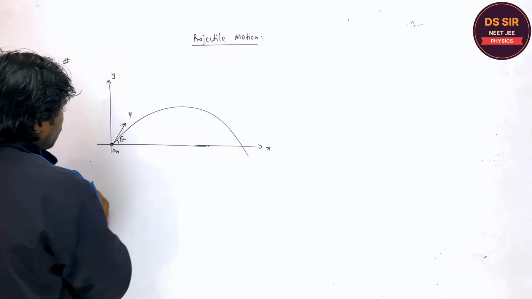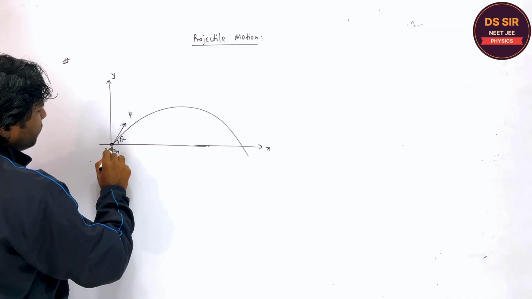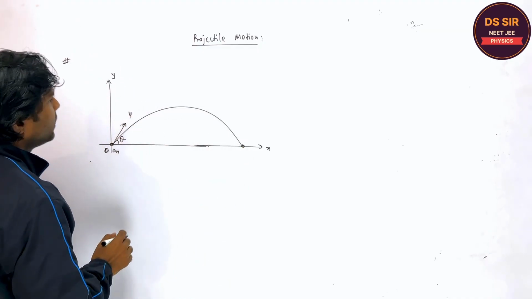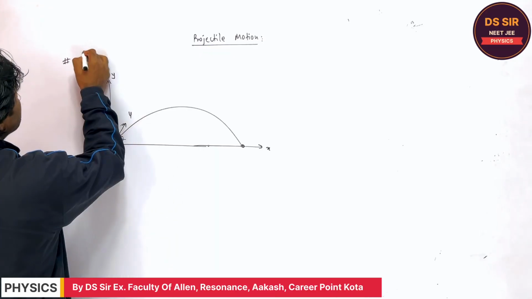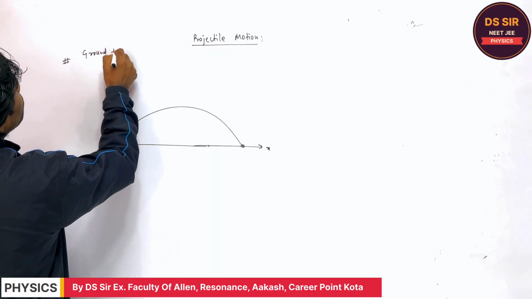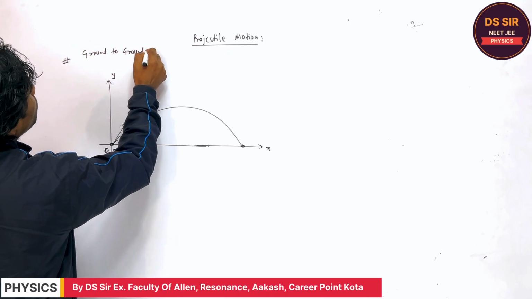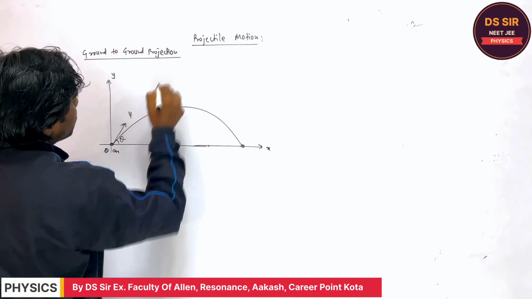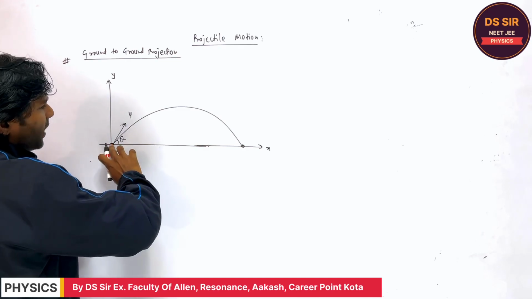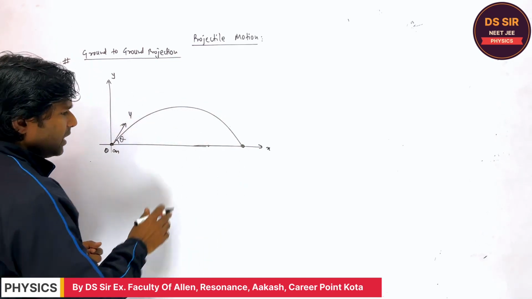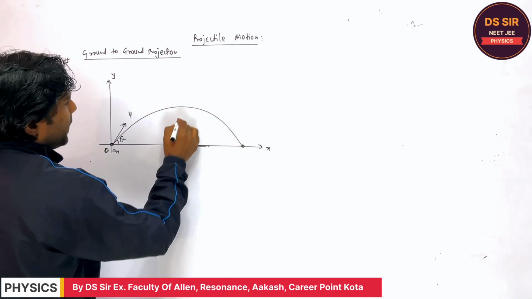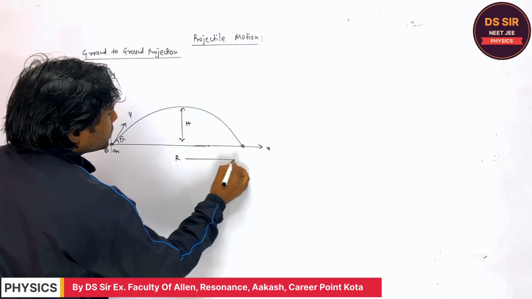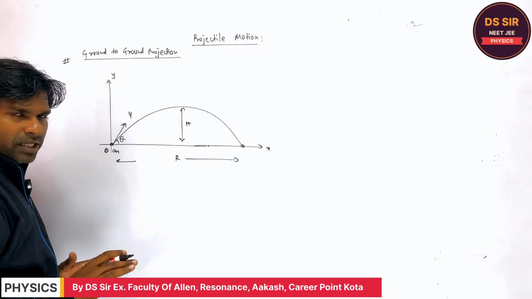All right. So we have to find, first, if this is the point of projection, it will move in this way and hit the ground again. This is the first case we are going to discuss, and this is called ground to ground projection. In this case, we will find how much time after it will hit, and this is called the time of flight. The maximum vertical height it will move up, and the horizontal range we are going to find. Is it clear or not?